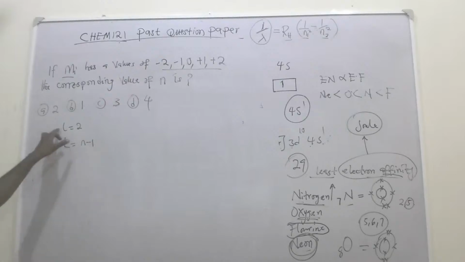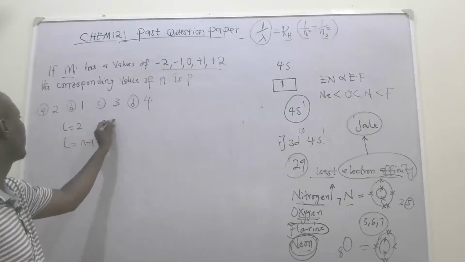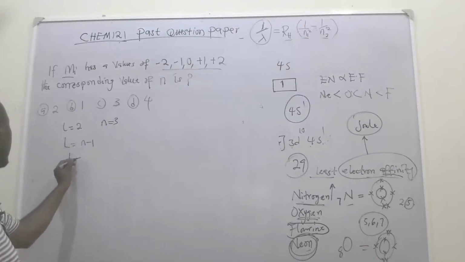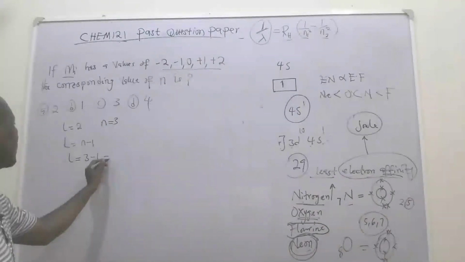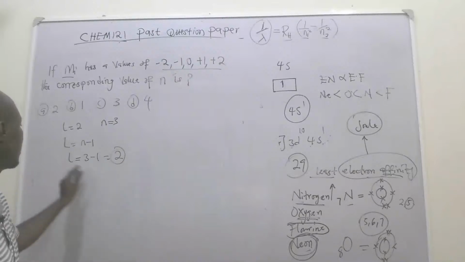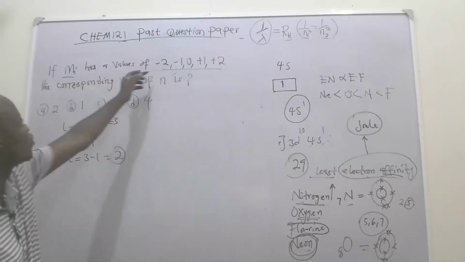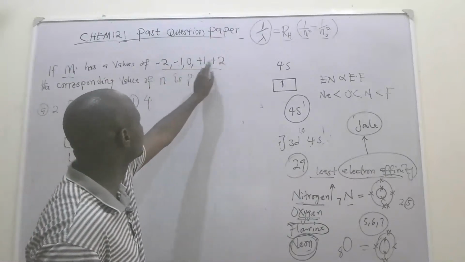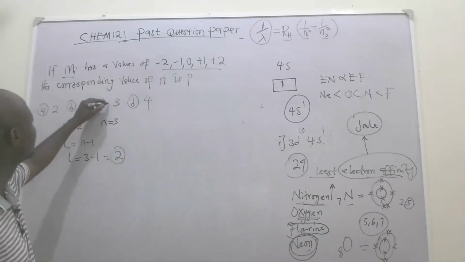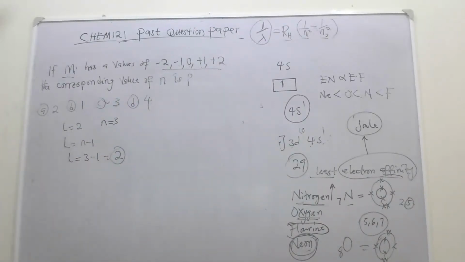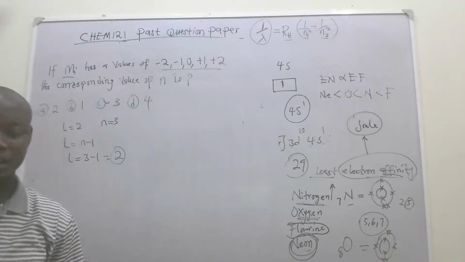So how did we get l equals to 2? It's simple. When you have your n equals to 3, it means that l is equal to 3 minus 1, that is why you have 2. So it means that when l is 2, then your m is going to be minus 2, minus 1, 0, plus 1, plus 2. So therefore the answer is 3. So you are correct.